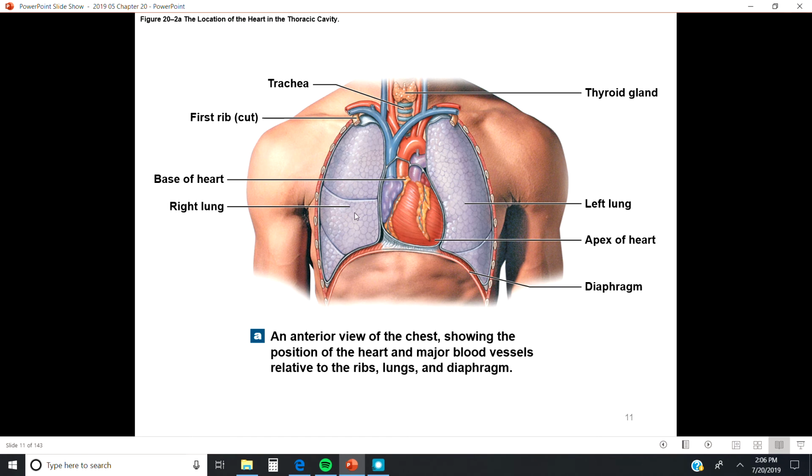This is the gentleman's right side. Here's his right lung. Here's his left lung. Between the lungs, this big structure here, even including the windpipe, all of this here is known as the mediastinum. It's like a midline wall.